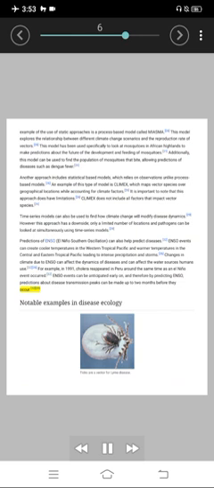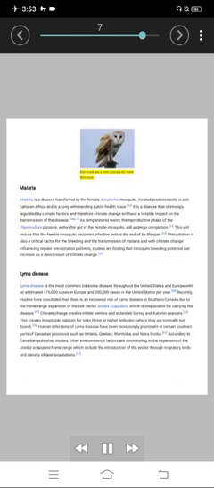Notable examples in disease ecology. Ticks are a vector for Lyme disease. Barn owls are a host species for West Nile virus. Malaria. Malaria is a disease transferred by the female Anopheles mosquito, located predominantly in sub-Saharan Africa, and is a long-withstanding public health issue. It is a disease that is strongly regulated by climate factors and therefore climate change will have a notable impact on the transmission of the disease.